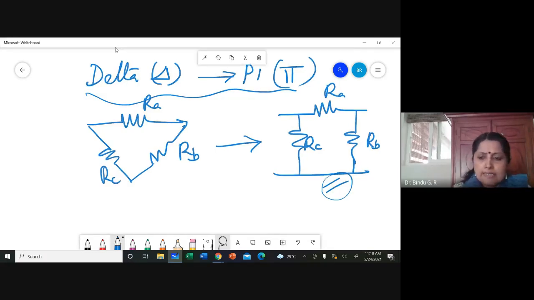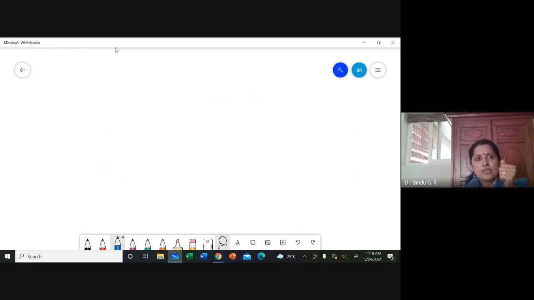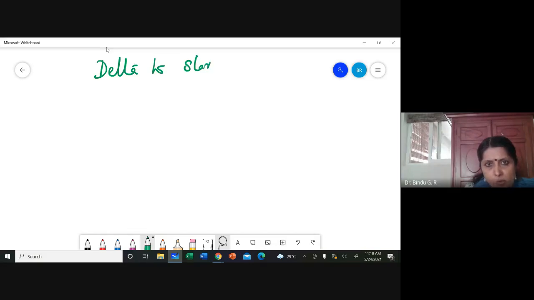Now, in the syllabus, they have mentioned that you should learn how a star-connected network can be converted to delta and back also. And the derivation is not required, specifically said. Thank God. So let's first start with delta to star connection conversion. Star is the same as Y. It's the same as T.